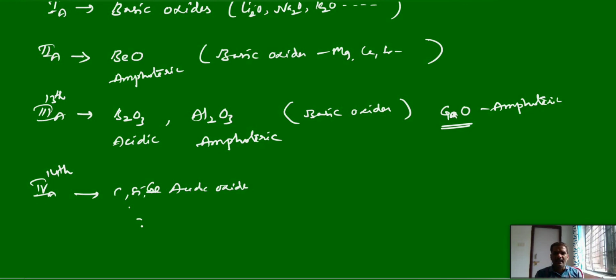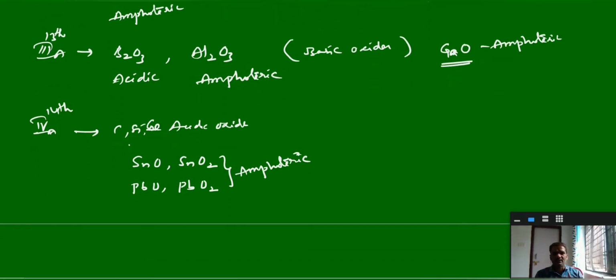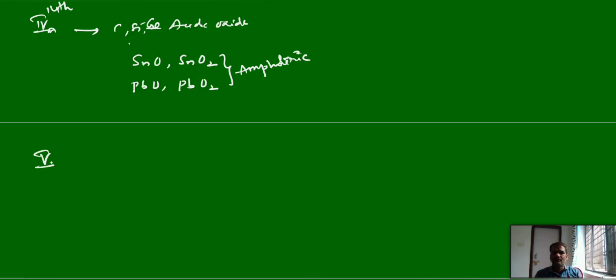But tin and lead, that is tin monoxide, tin dioxide, lead monoxide, lead dioxide, are amphoteric in nature. The first three elements are acidic, and the last two elements are amphoteric. That is the 14th group.